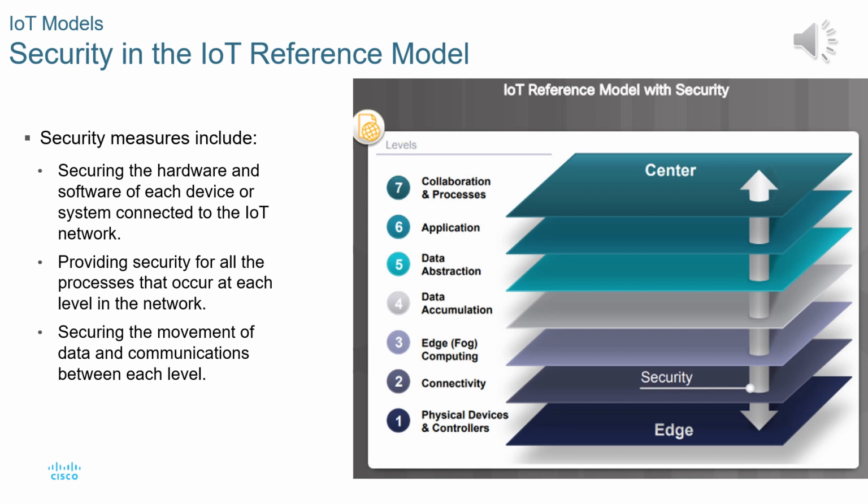The figure shows that security must permeate throughout all levels in the IoT reference model. Security measures include securing the hardware and software of each device or system connected to the IoT network, providing security for all processes that occur at each level in the network, and securing the movement of data and communications between each level.